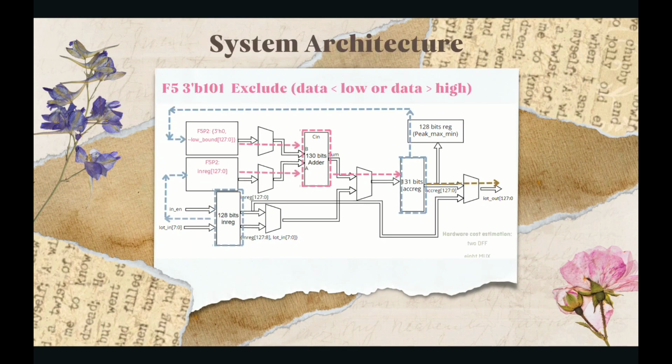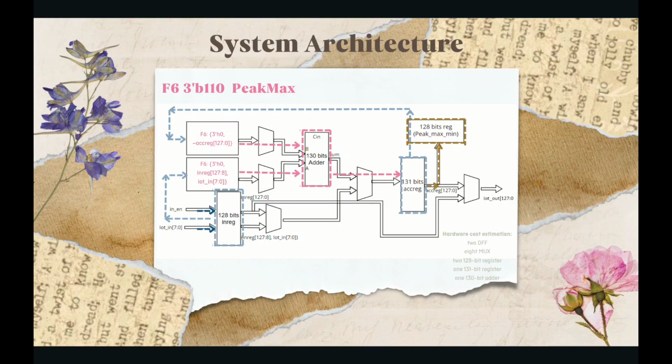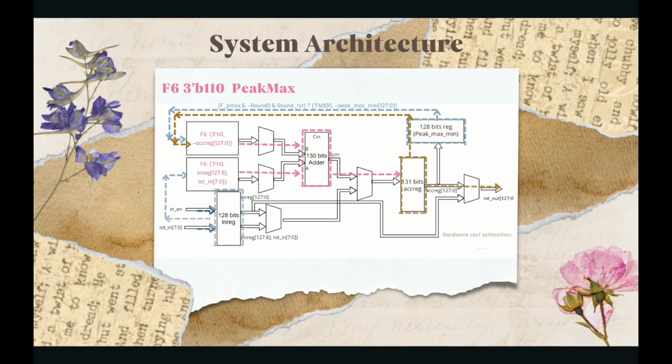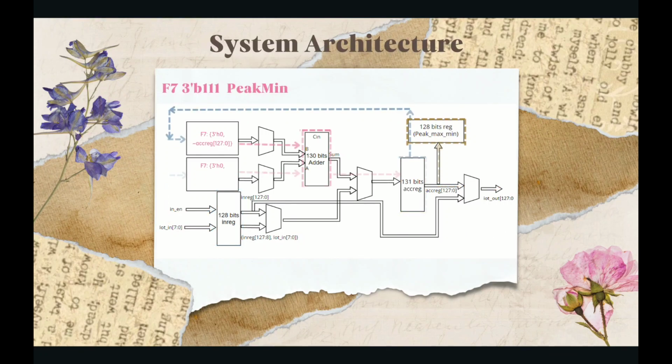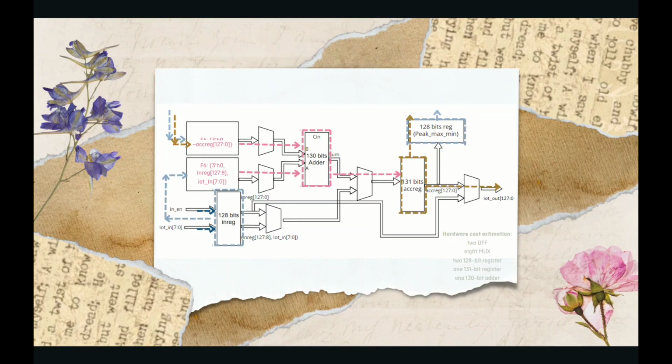For peak max, we will store the first round results into the peak max main register, and then compare again in the next round. After computation, we output the results. Function peak min is similar to function peak max.